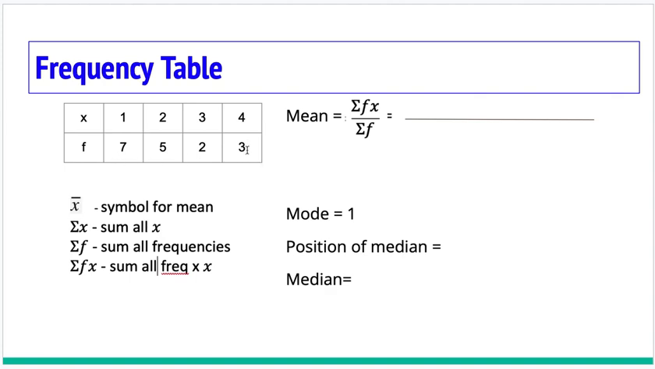Right? So once again, to find the mean, we have to find the total score. So the total number of ones is 7 times 1.